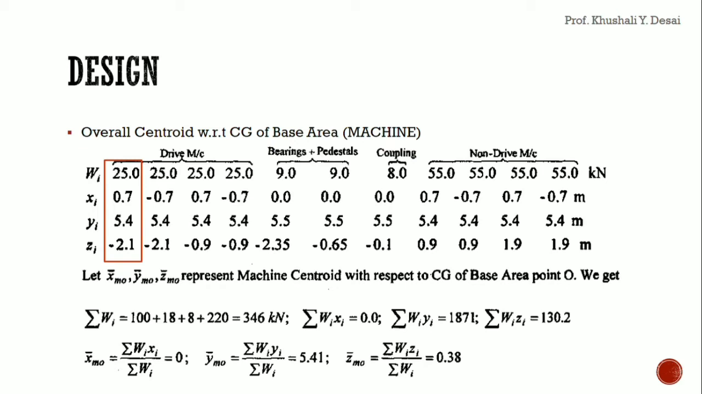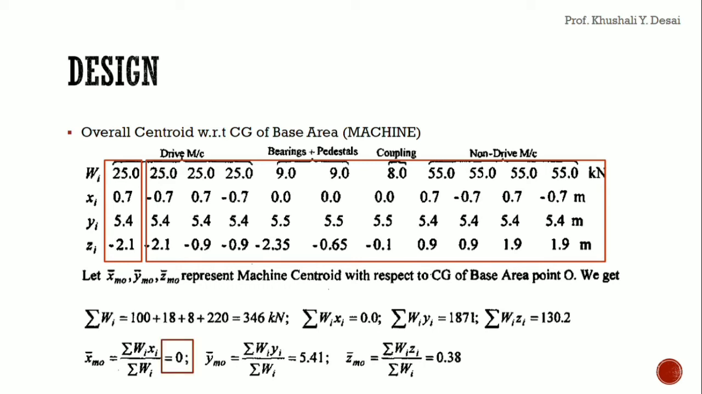So similarly for all the points, this whole table can be obtained. Net weight of the machine comes out to be 100 plus 18 plus 8 plus 220, which is 346 kilonewton. We require to find out CG, so the equations are sigma Wi xi upon sigma Wi for X and similarly for Y and Z. So using those equations, what you obtain is X bar m0 as 0, Y bar m0 as 5.41 and Z bar m0 as 0.38.